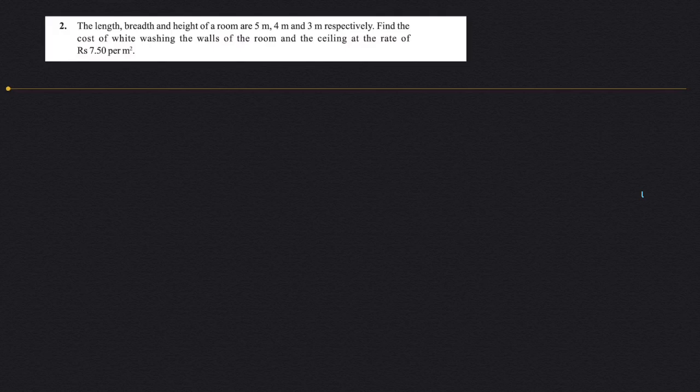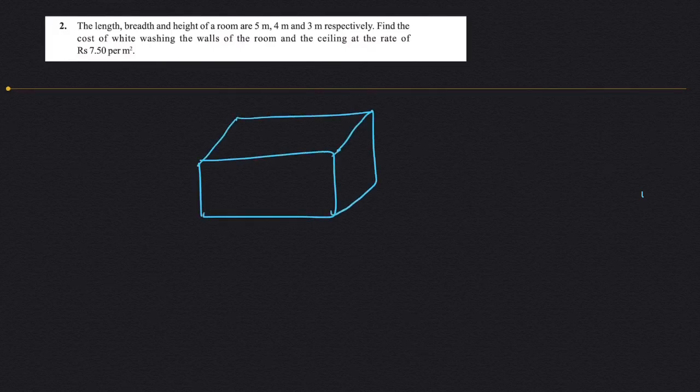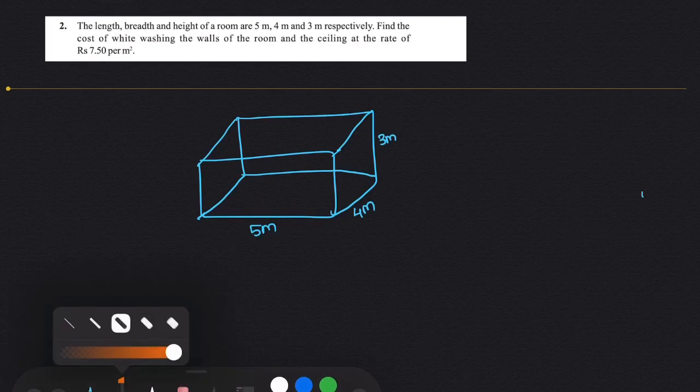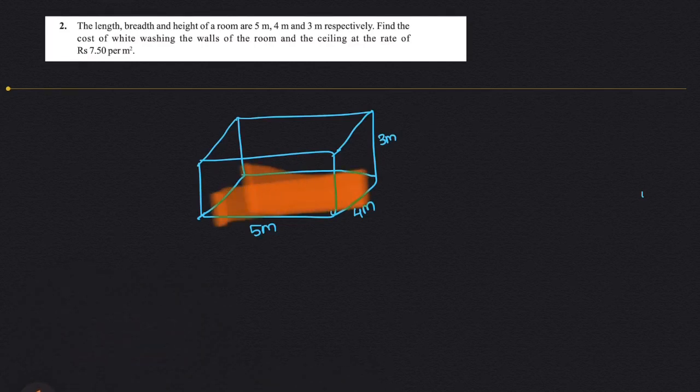So it's a cuboid. The length is 5 meter, breadth is 4 meter and height is 3 meter. Now we need to paint the 4 walls and the ceiling, so just avoid the bottom, the floor. We need to find the remaining area.